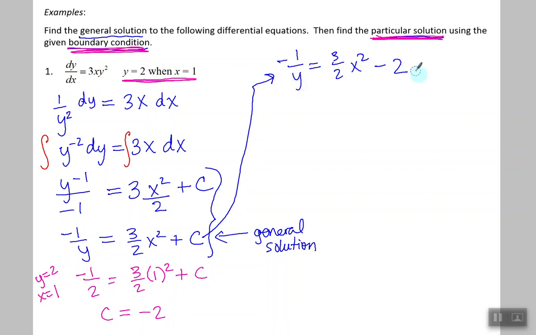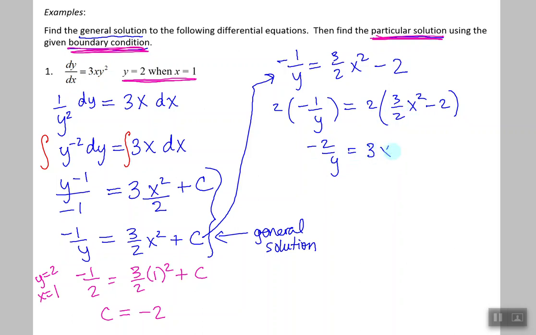This is a particular solution, but particular solutions can come in many forms. For example, I may need to solve this equation for y for other reasons. If I do, I might start by multiplying by the 2 that's in that denominator so that I don't have any extra fractions. So if I multiply both sides by 2, then I get 2 times negative 1 over y, which is negative 2 over y. 2 times 3/2 is 3, and 2 times 2 is 4. This is another version of the particular solution. And then I can take the reciprocal of both sides, or multiply by y, and divide by 3x squared minus 4 to get y equals negative 2 divided by 3x squared minus 4.